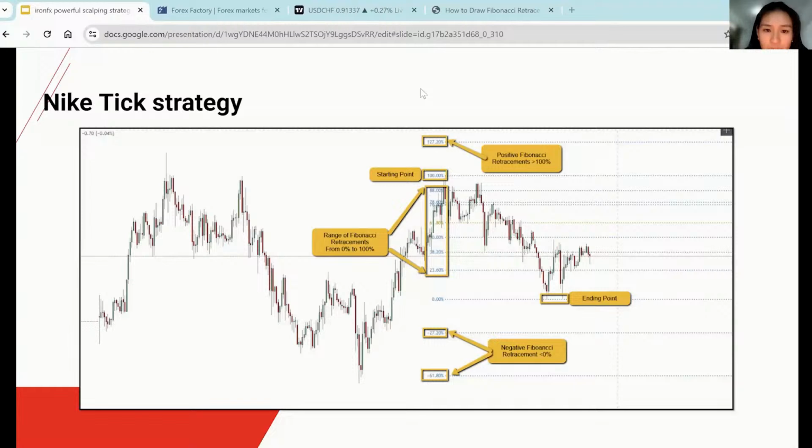Okay, let me see, we have a question. What are the parameters for stochastic? I can show you in a little bit on our TradingView. Okay, let me just finish my slides first and then I'll get back to that.